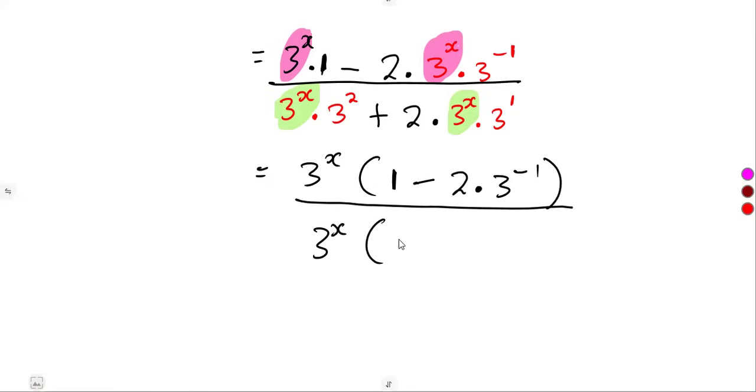3 to the exponent of 2 plus, you factor out this, you remove it, you're going to remain with 2 times what? 3 to the exponent of 1. So that's 2 times 3 to the exponent of 1. That's how you answer these questions.